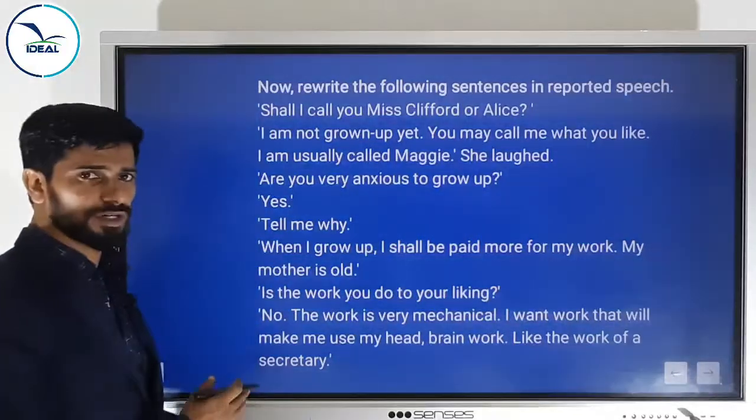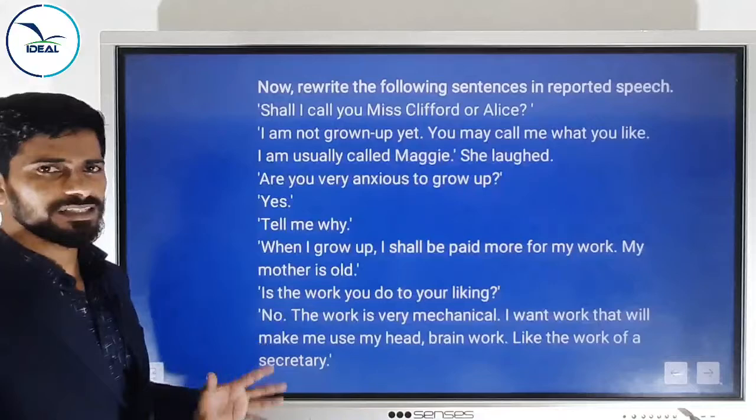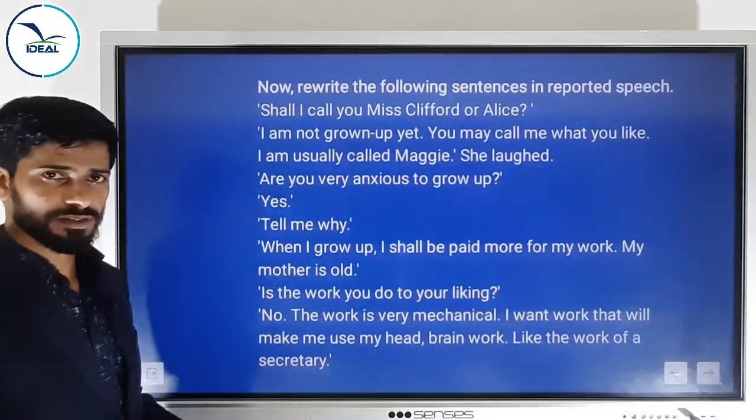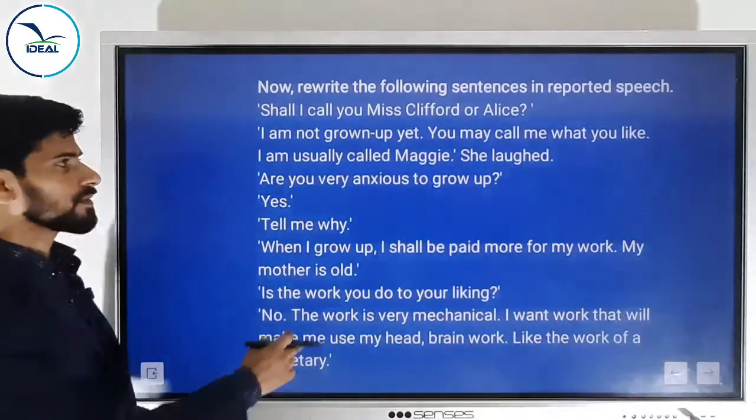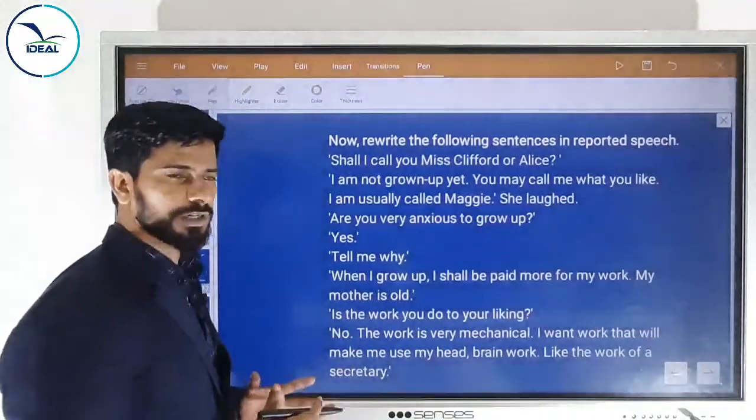So this is a passage from your textual part. It is an exercise given there in your textbook itself. So how will you convert this into reported speech? You can give a try. Okay, let's see how shall we convert this.